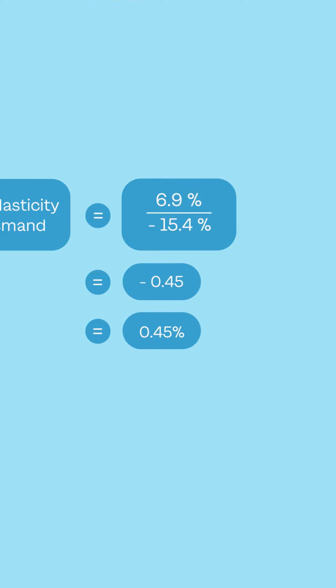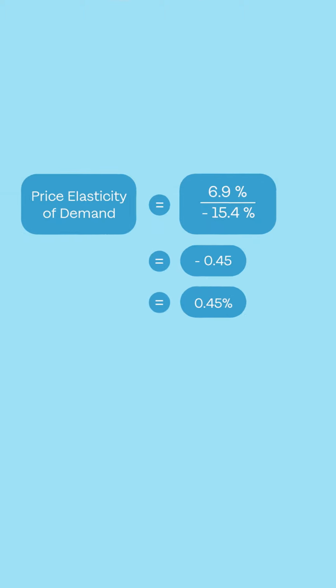The price elasticity of demand between point B and A in your bike business is negative 0.45. Remember that the demand elasticity will always be negative, so we take the absolute value of negative 0.45 and find a final elasticity of 0.45.